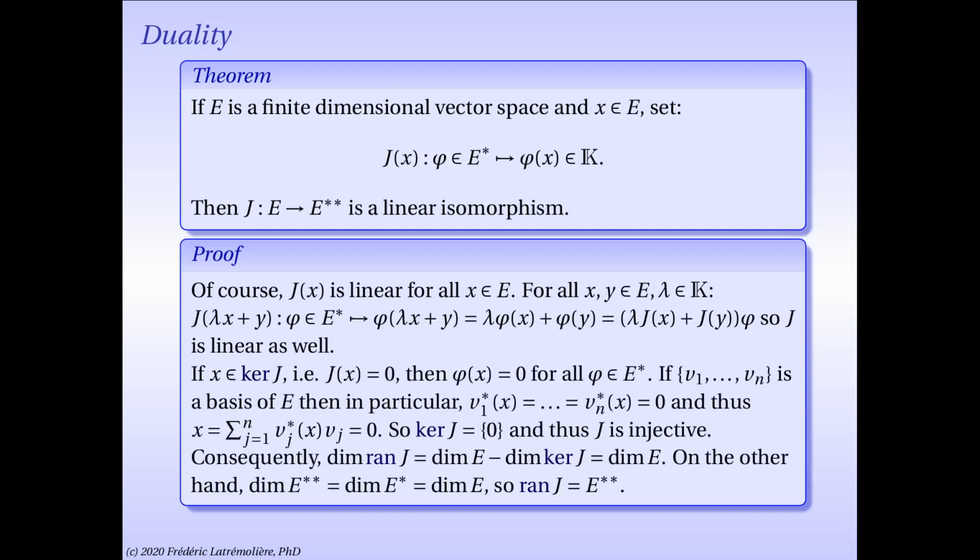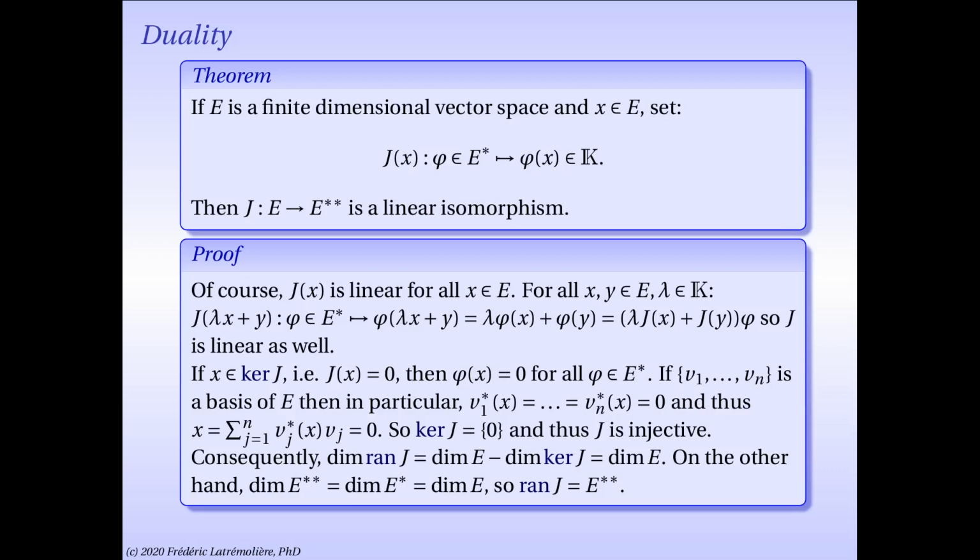Now I'm going to prove that J is an isomorphism, and since I know already that the dimension of E and the dimension of the bidual of E are equal, I can conclude that J is a linear isomorphism as soon as I have shown that J is injective. So if x is in the kernel of J, that is J of x is 0, then by definition it means that if you take any element phi in the dual of E, any linear functional of E, and you apply it to x, you get 0.